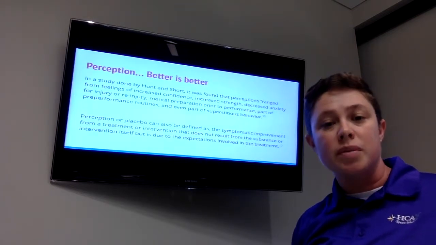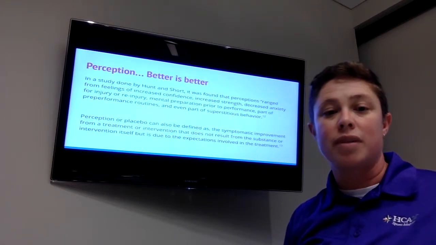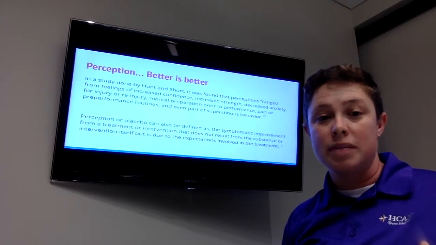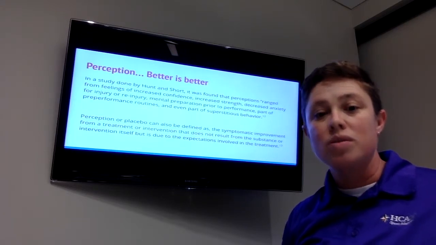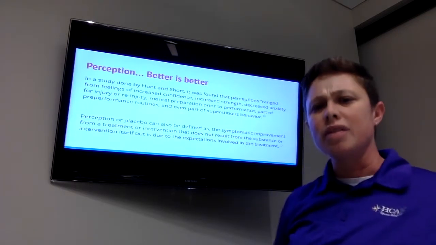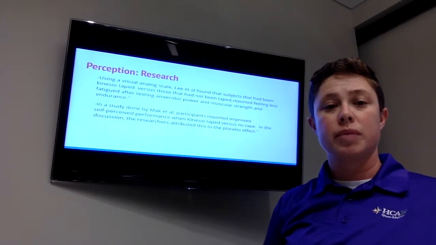Also, perception or placebo can be defined as a symptomatic improvement from a treatment or intervention that does not result from the substance or intervention itself, but is due to the expectations involved with the treatment. So what do we know about perception in the research with KT tape?